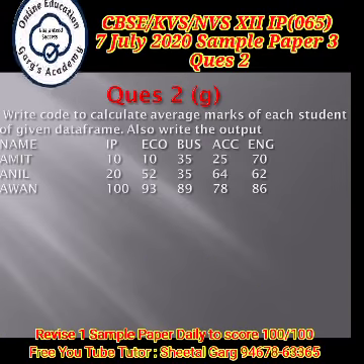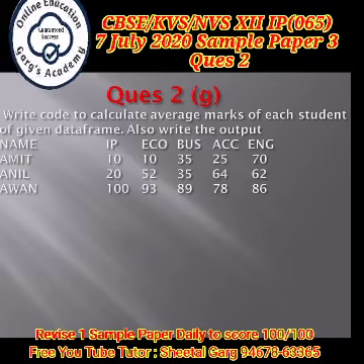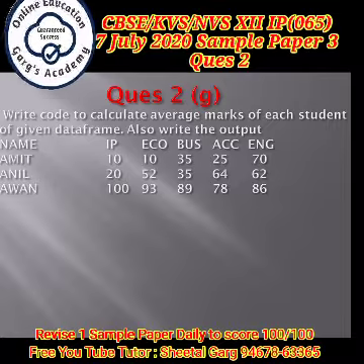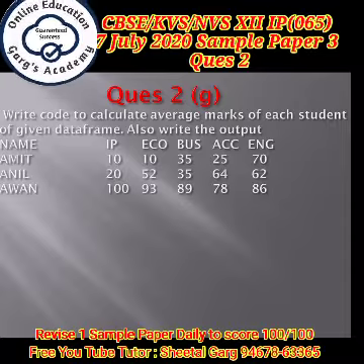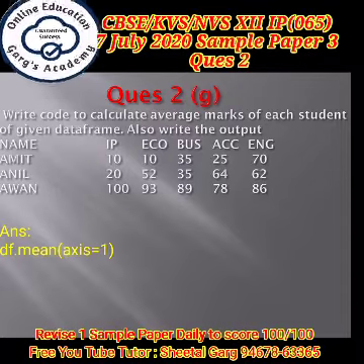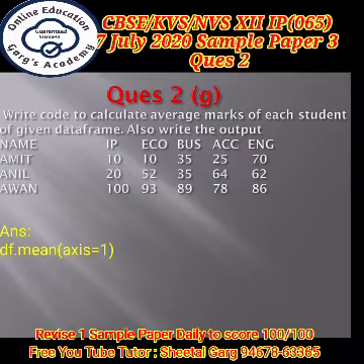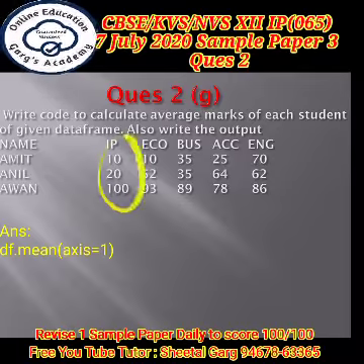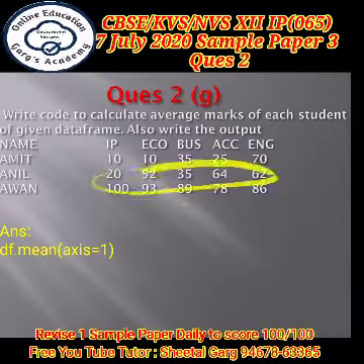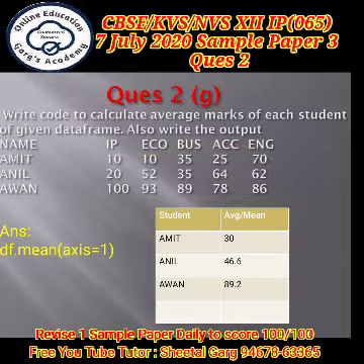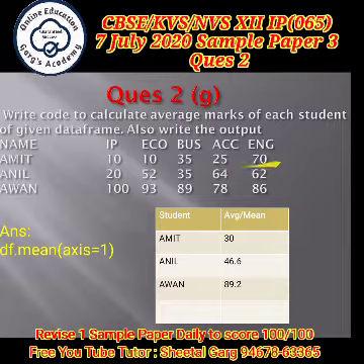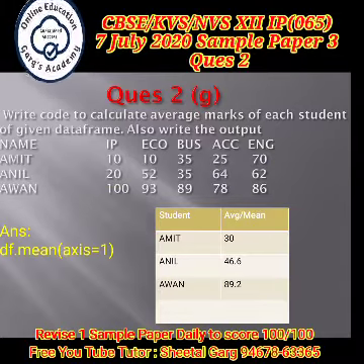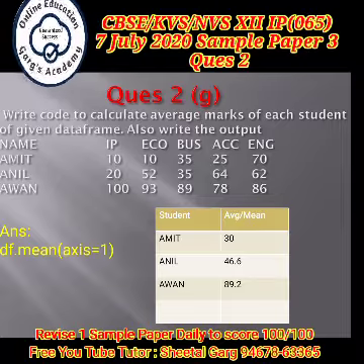Next question. Write code to calculate the average marks of each student of the given data frame. Also give the output. So students, for each student you have to use mean with axis equal to 1. It means you don't have to work on this column. You have to work on the rows, and for it you will write mean axis equal to 1. And what will be the output? You will add all the marks of Amit and divide by 5, and the output will be 30. Add the marks of Anil, divide by 5. Add the marks of Aman and divide by 5. Next question.